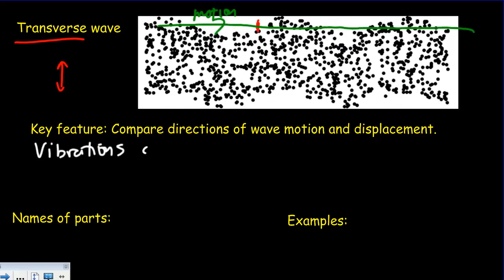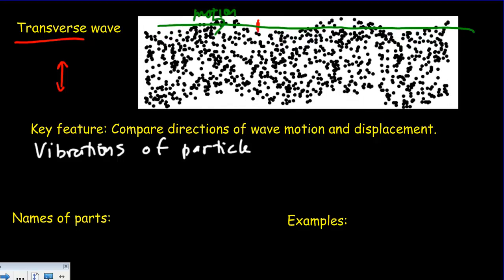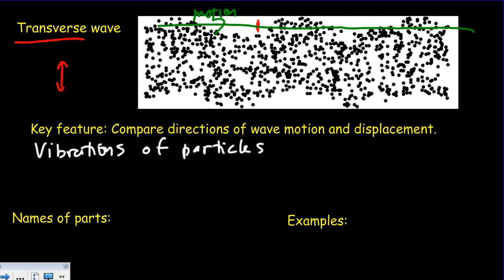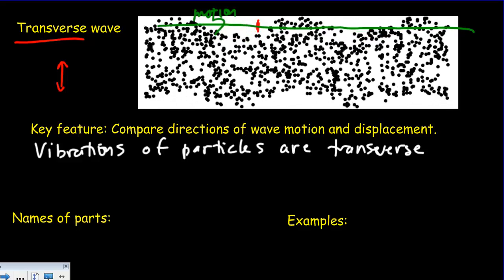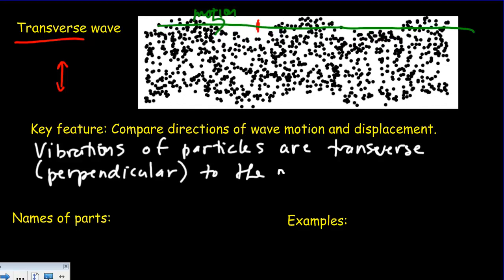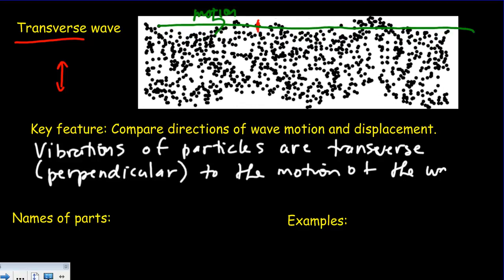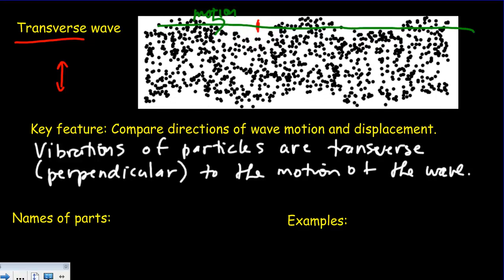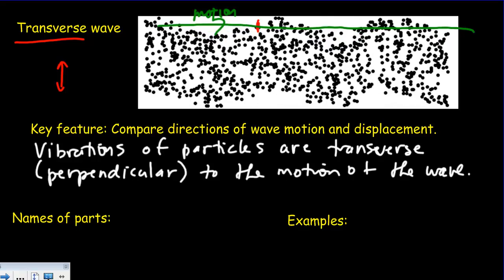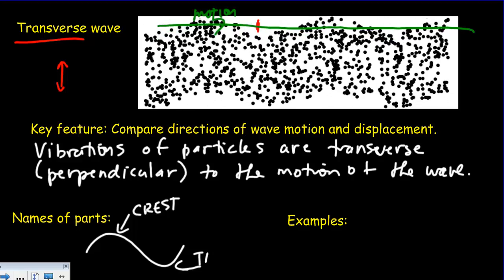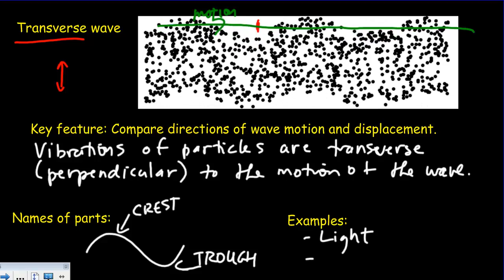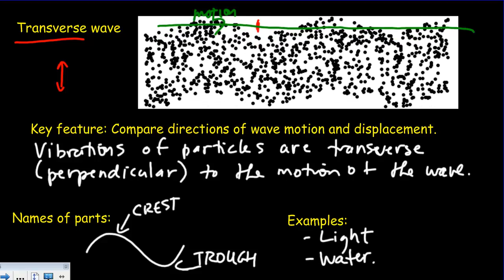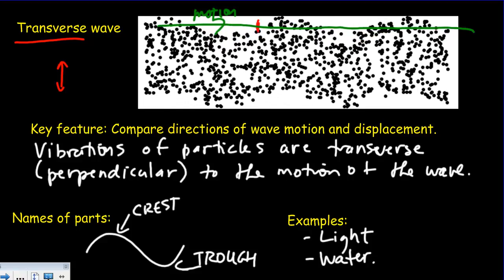The vibrations of particles, if you've got a slinky, that would mean an individual coil on the slinky, are transverse, which means perpendicular, to the motion of the wave. Names of the parts: we call the top part a crest, and we call the bottom part a trough. Key examples of transverse waves include light and water waves, although we'll see later that water waves are actually a little bit of both.